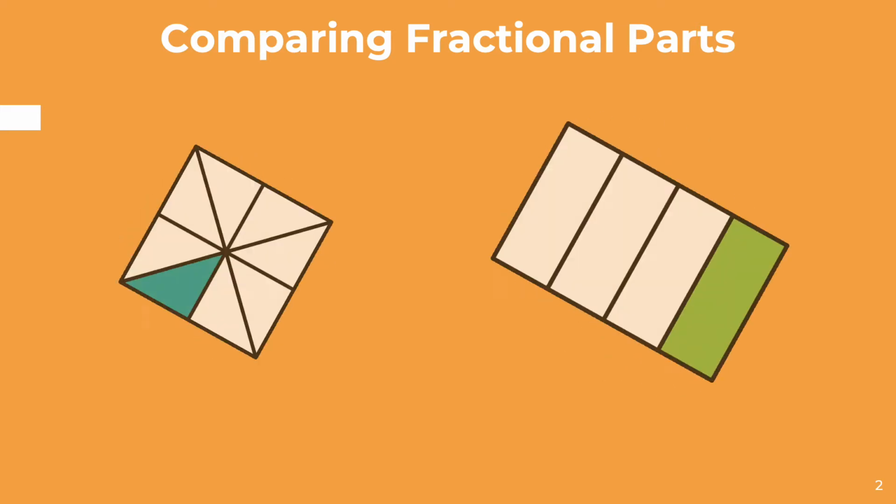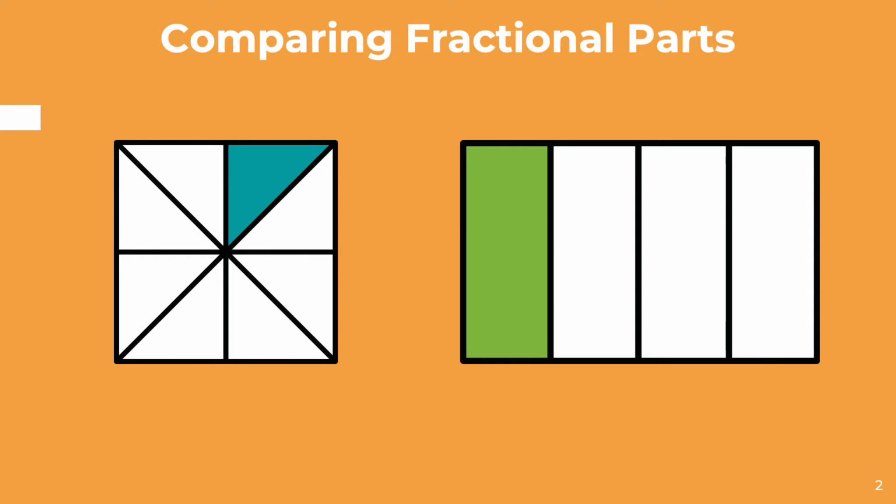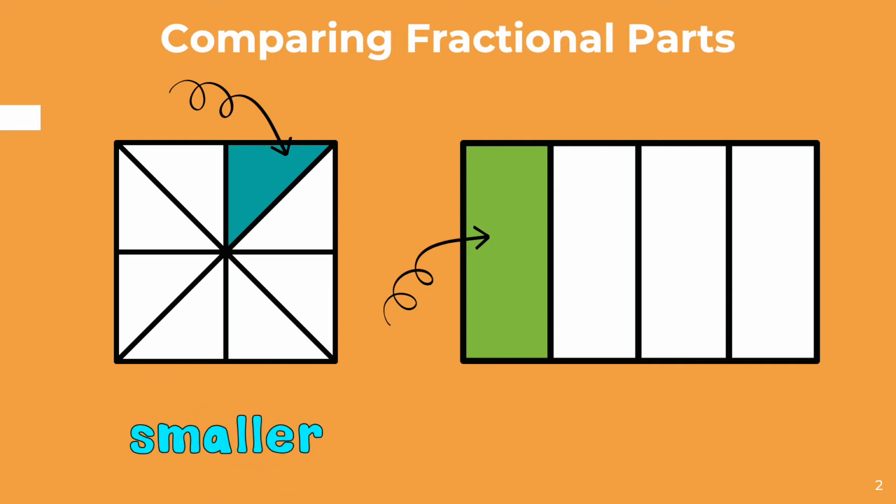For example, these two shapes are the same size. To compare the sizes, we will compare the size of the shaded areas. Which shape has a larger shaded area and which shape has a smaller shaded area? The square has smaller parts while the rectangle has larger parts. You can tell by comparing the shaded area in each of these figures.